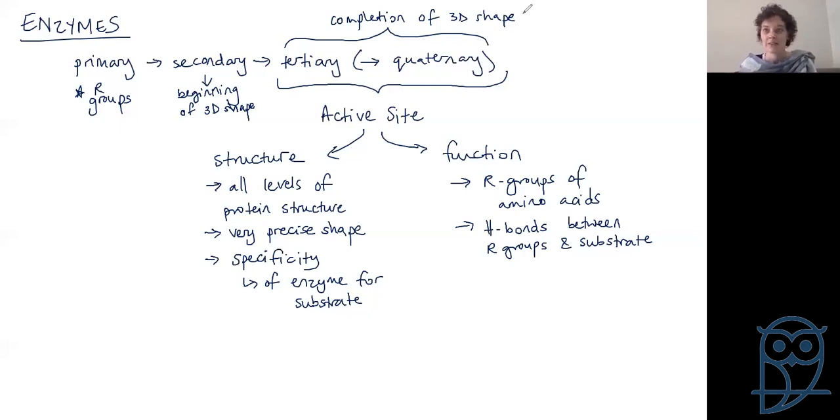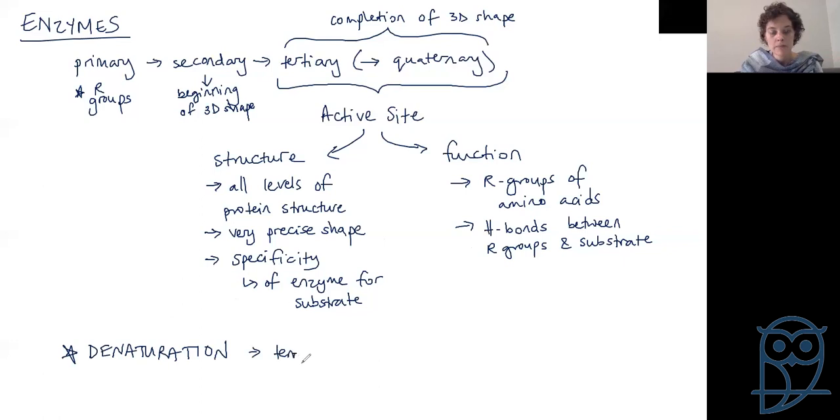Okay, so I'm trying to watch the time to make sure I can get 4 into 30. But there is one other important thing that we need to mention here when we're talking about enzymes, and that is about denaturation. Okay, so when we're talking about denaturation, we're in particular talking about temperature and pH. So when it comes to temperature, we're talking about destabilization of bonds.